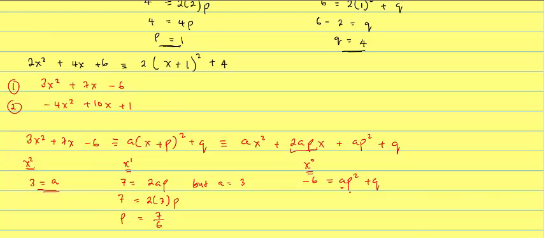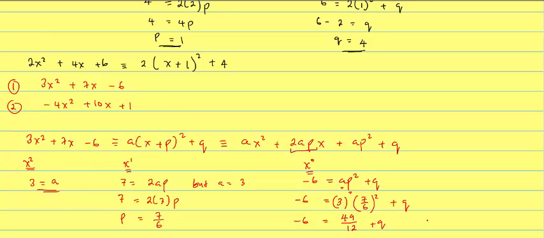Now let's substitute these two values that we have just calculated. So minus 6 is equal to a, which is 3, multiplied by (7/6)² plus q. So that will give us minus 6 is equal to, now when we square this we are going to get 36, and then we are dividing 36 by this 3 here, and that should give us 12. So we'll end up with 49 over 12 plus q.